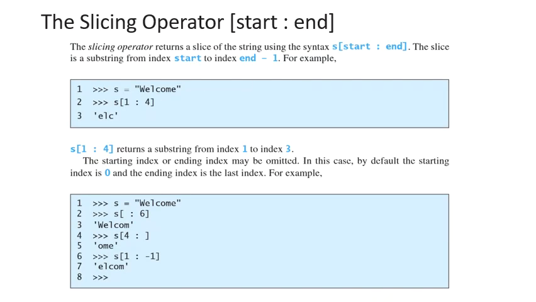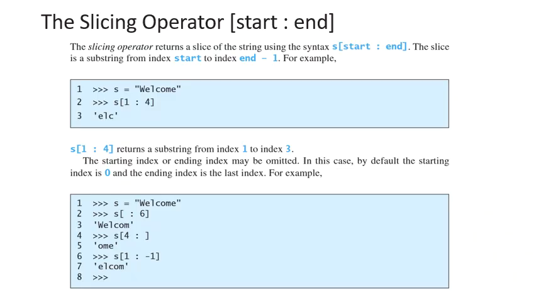The slicing operator. The slicing operator returns a slice of the string using the syntax s[start:end]. The slice is a substring from index start to index end minus 1. For example, s = "welcome", s[1:4]. The starting index is 1, and index 1 is E, then 2, 3, 4. C is the fourth index. So from 1 to 4, "elc" will be returned.